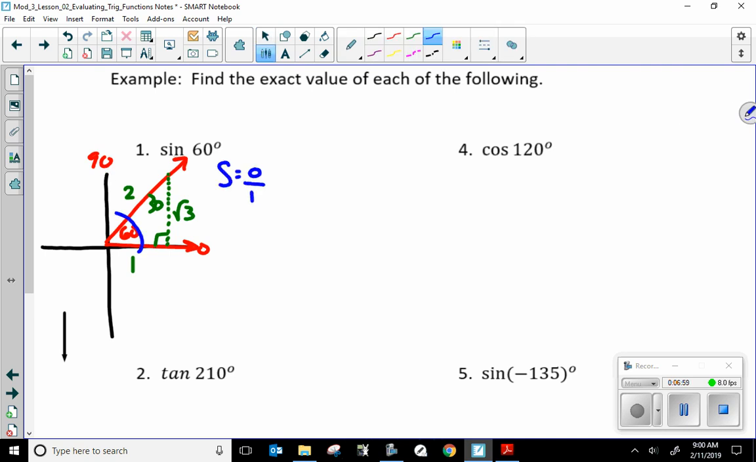Sine equals opposite over hypotenuse. So, this is opposite of 60. This is adjacent of 60. And 2 is my hypotenuse. So in order to do that, it is opposite, radical 3, over my hypotenuse, which is 2.